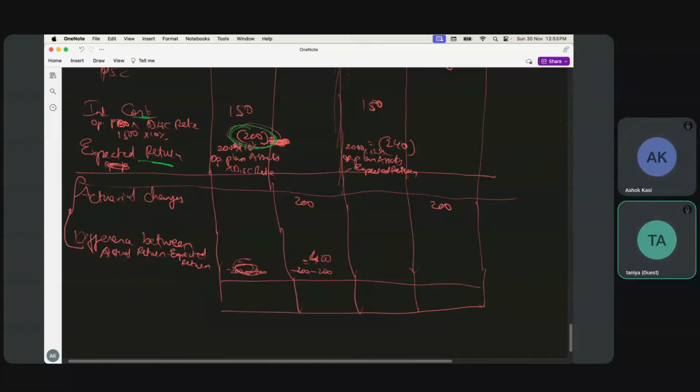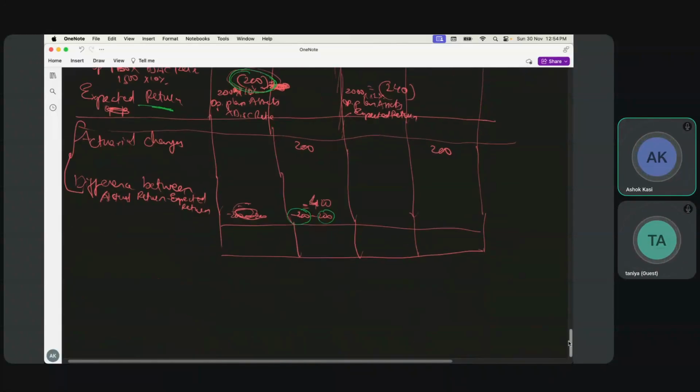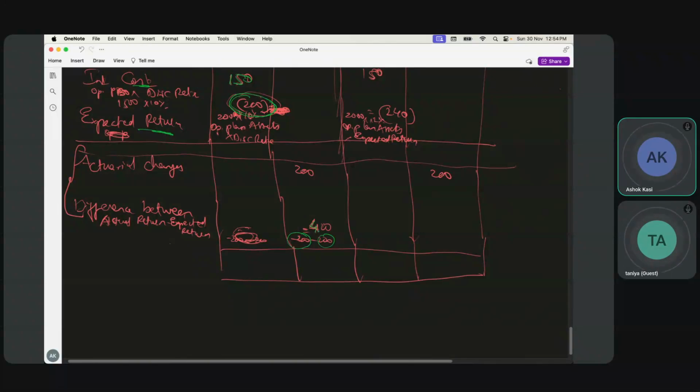Now, when I'm taking the difference, actual return can be positive or negative, but what you are expecting from your assets will always be positive. So actual return is minus 200 only. Minus the 200 expected return, which comes to minus 400. Because it is minus 400, that means it is my cost. And all my costs I'm writing positively here: this is my cost, 300, this is my cost, 200, this is my cost, 150. So I will write my cost also as 400 here.